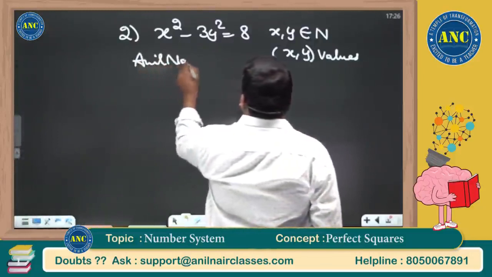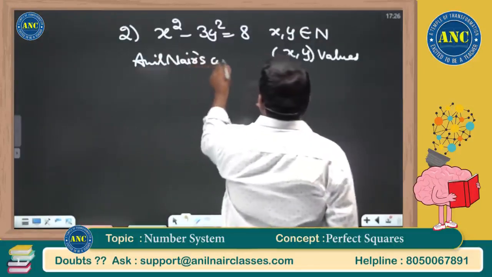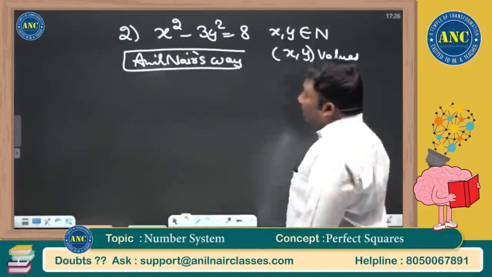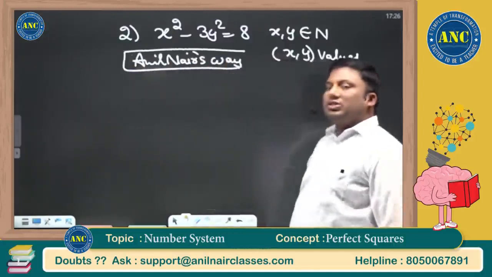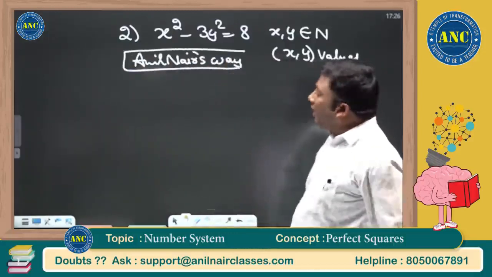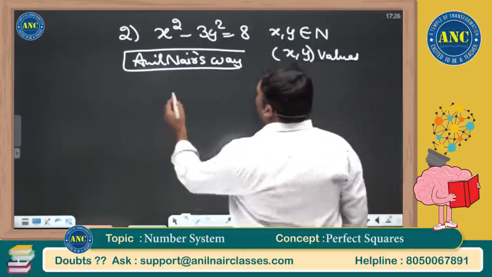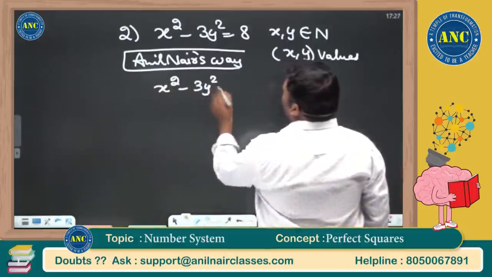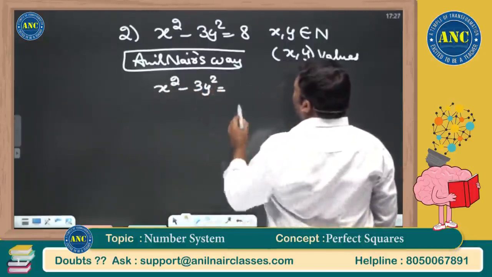For me, this question is a less than 5 seconds problem. I have seen some teachers solving it in 5 to 10 steps and saying that it's a difficult question. Please don't solve this question that way. X square minus 3y square equivalent to 8.